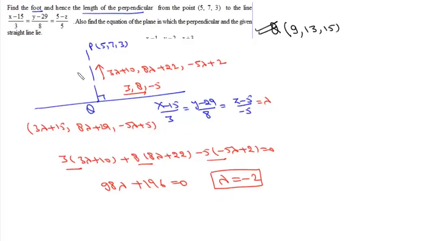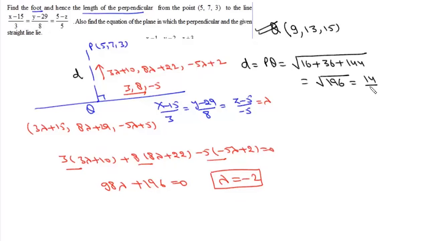Now we need to find this shortest distance. Now this shortest distance is this distance PQ, and it will be 9 minus 5, 4. 4 square is 16. 13 minus 7, 6. 6 square is 36. And then 15 minus 3 is 12. 12 square is 144, which is under root of 196, and which is 14. So this perpendicular distance is 14 units.